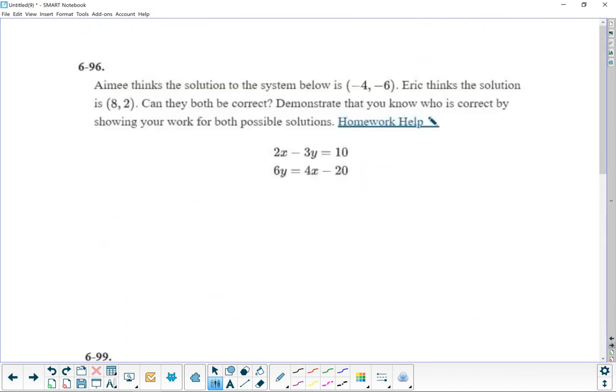Okay, backside. Amy thinks the solution to the system below is negative 4, negative 6. Eric thinks the solution is 8, 2. Can they both be correct? Demonstrate that you know who is correct by showing the work for both possible solutions. All right, so we'll put Amy as red. So Amy, we're going to put in negative 6 and negative 4 for both. So we're going to put negative 4 right here. I'm going to put negative 6 right here.